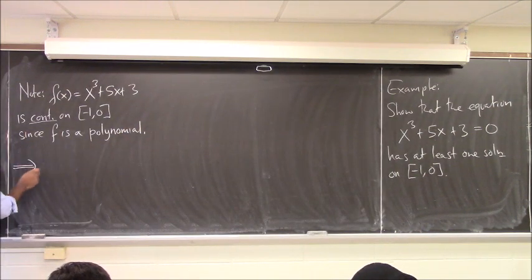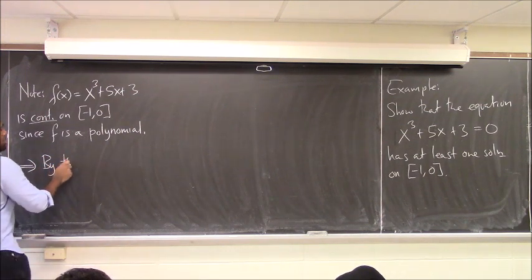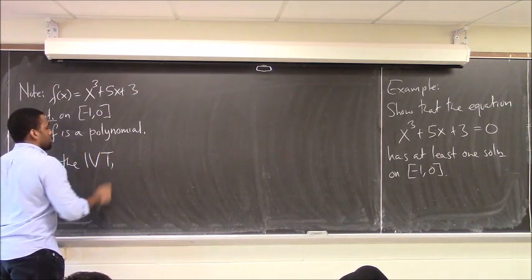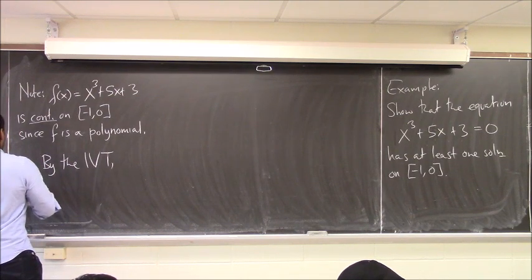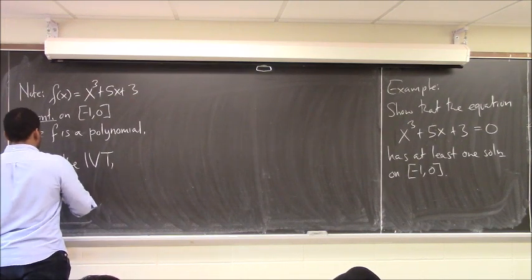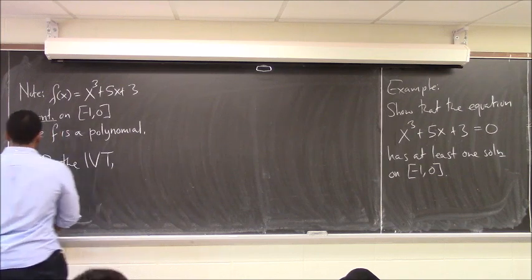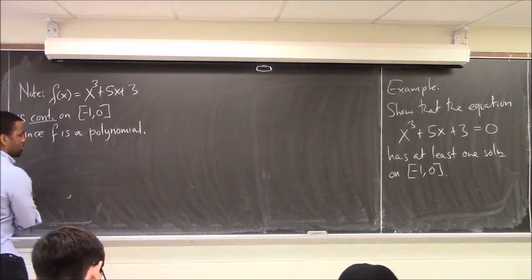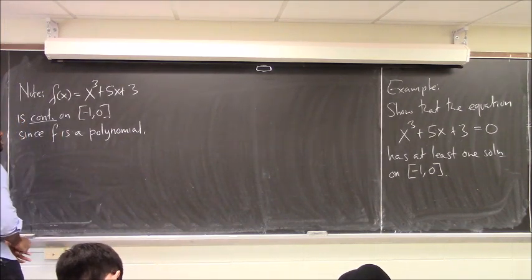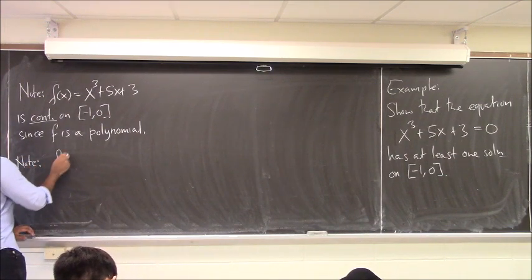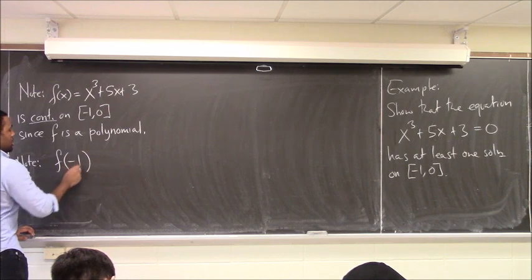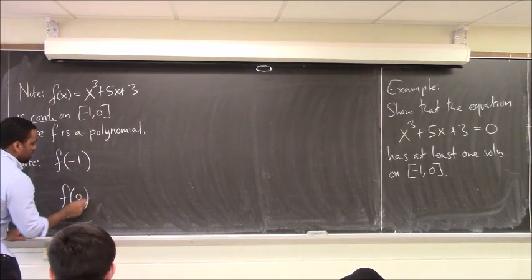This means, by the intermediate value theorem, we can say, or maybe I shouldn't say by the intermediate value theorem yet, just make it sort of a punchline. Let's do it that way. Also note, let's evaluate the function at the endpoints.